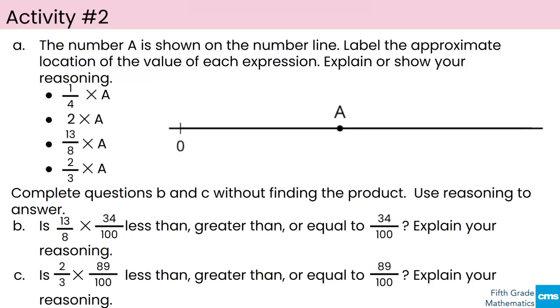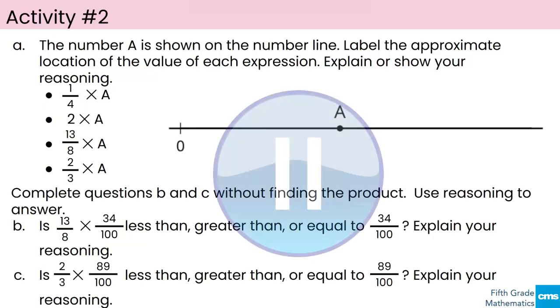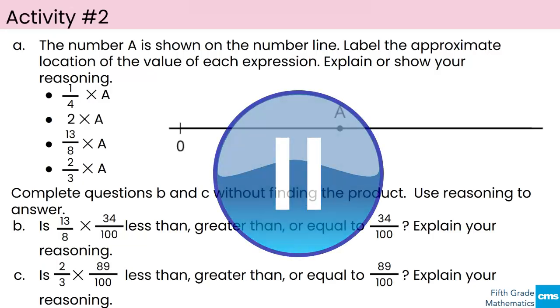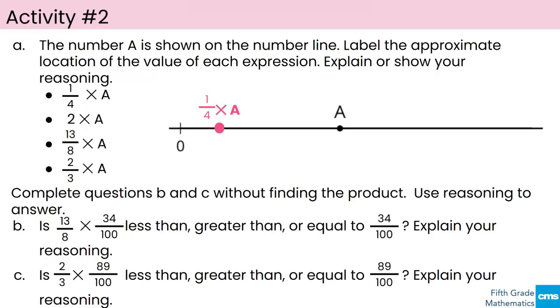Please note that students should not be multiplying these fractions. Pause the video and try these tasks. 1/4 times A would be 1/4 of the distance to A, for example. 2 times A would be double the distance of A from 0. Since 13/8 is 1 5/8, it would be a little past the middle between A and 2 times A, and 2/3 times A would be 2/3 of the way between 0 and A.